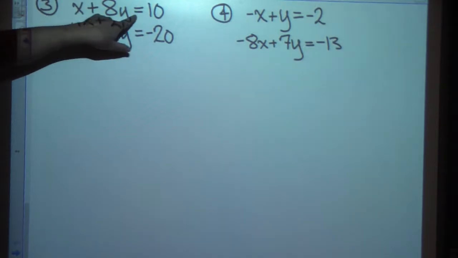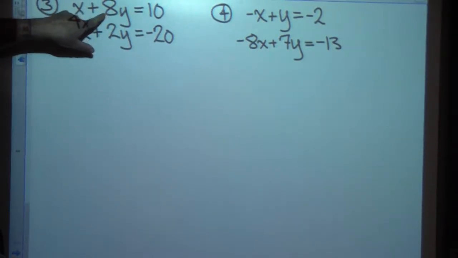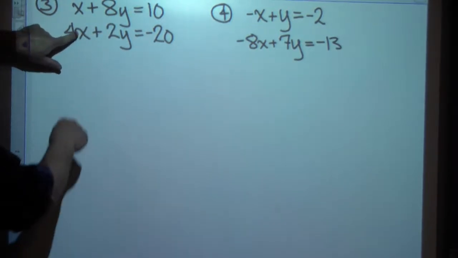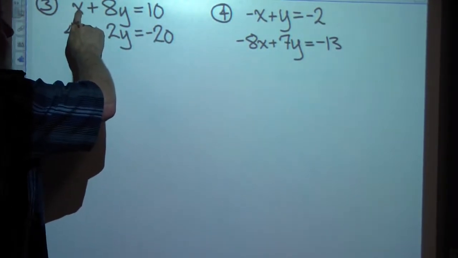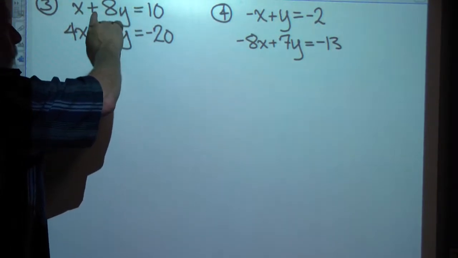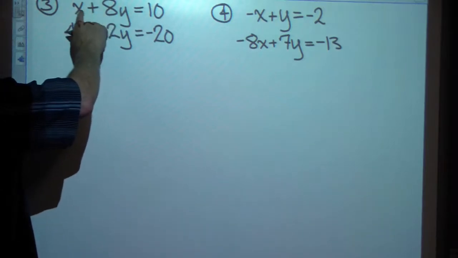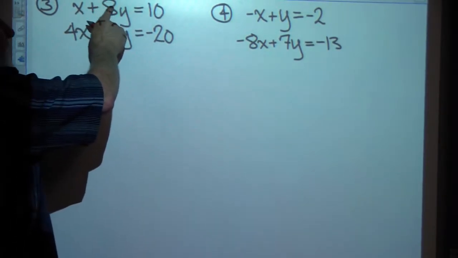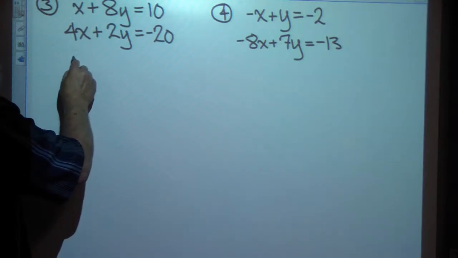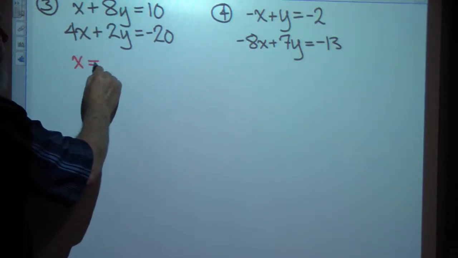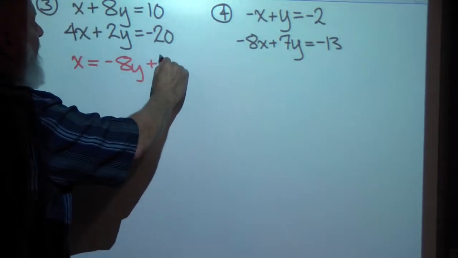Now look at this, and I say this one would be real easy to solve for x. I could just subtract 8y. And this one I would have to solve for x, I'd have to subtract 2y and then divide by 4. So I'm going to do the easiest thing. I'm going to subtract 8y from both sides and isolate that. Step 1 says solve either equation for either variable, and the easiest one to solve for is x by subtracting 8y from both sides. So I'm going to say x is equal to negative 8y plus 10.